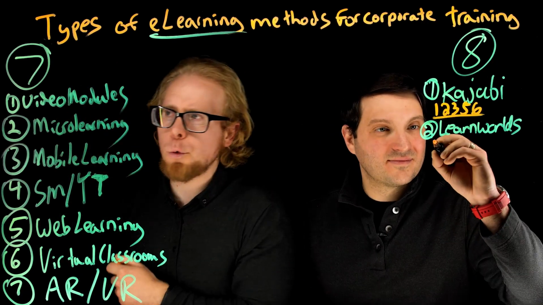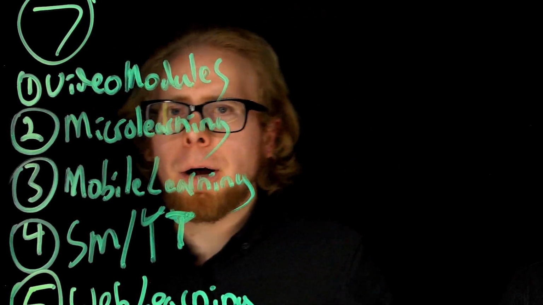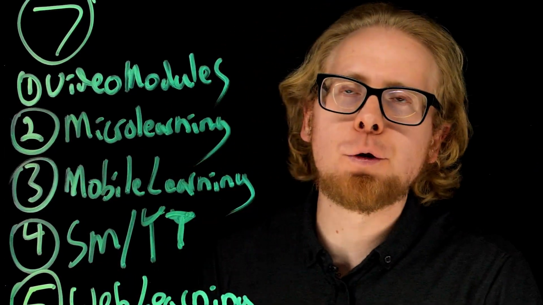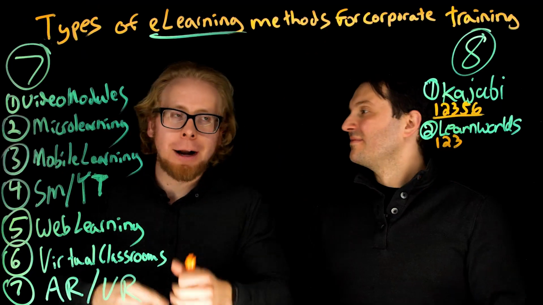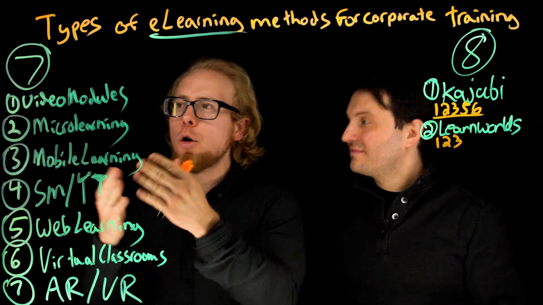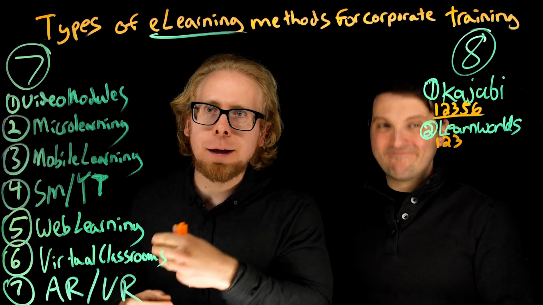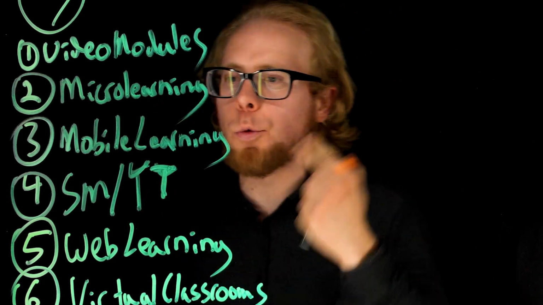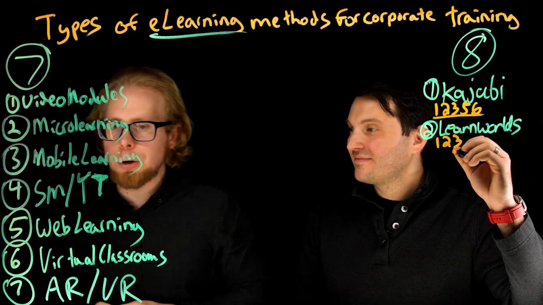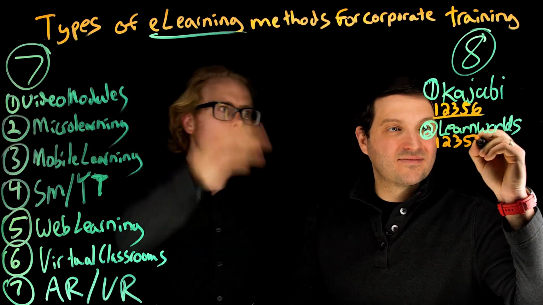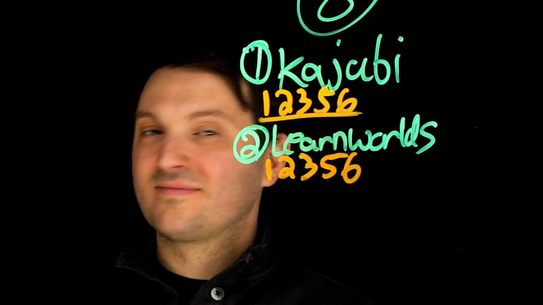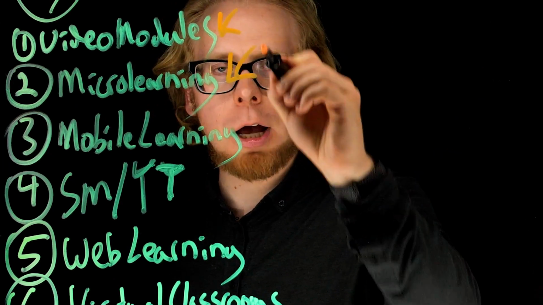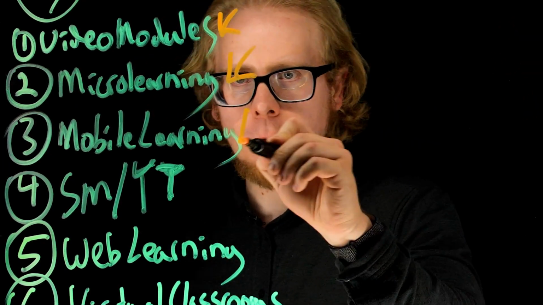But let's go through. Video modules, number 1. Microlearning, number 2. Mobile learning, number 3. Learnworlds actually has the ability for you to white label an app, right? So Learnworlds doesn't only have a mobile app, it allows you to white label it, put your company logo on the app and make it look like your own. What else? Web learning. We got web learning for Learnworlds. Virtual classrooms, all as well. So we got 5 of the 7. Boom. So we'll put Kajabi.